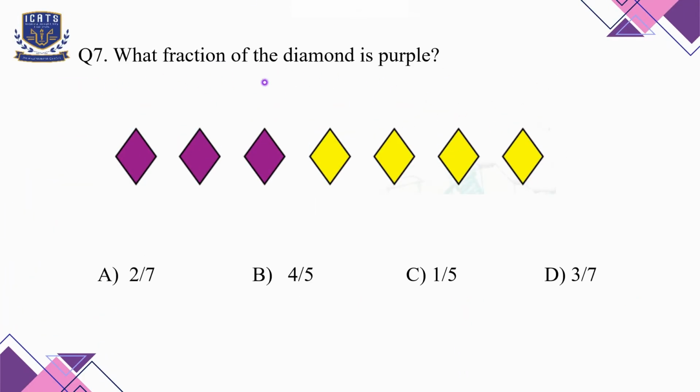Question number 7. What fraction of the diamond is purple? Option A is 2 by 7, option B is 4 by 7, option C is 1 by 5 and option D is 3 by 7.